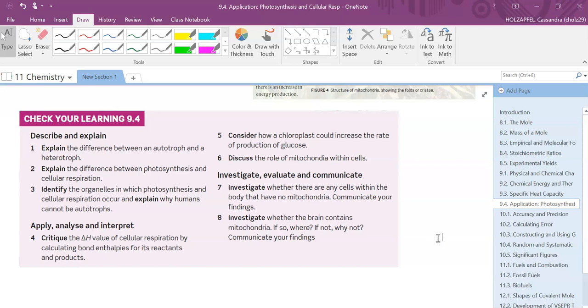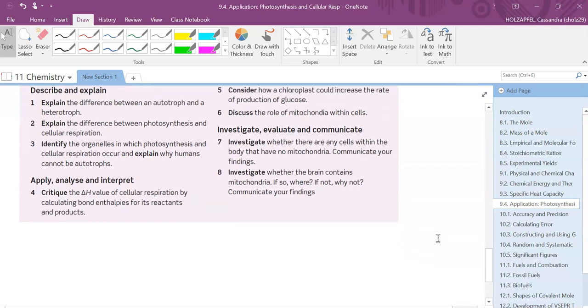Okay, question 5. How could a chloroplast increase the rate of production of glucose? Well, we could increase the number of thylakoid discs within the chloroplast. Question 6, discuss the role of mitochondria within cells. Mitochondria, they're the powerhouse. Okay, so I'll leave those last two questions.